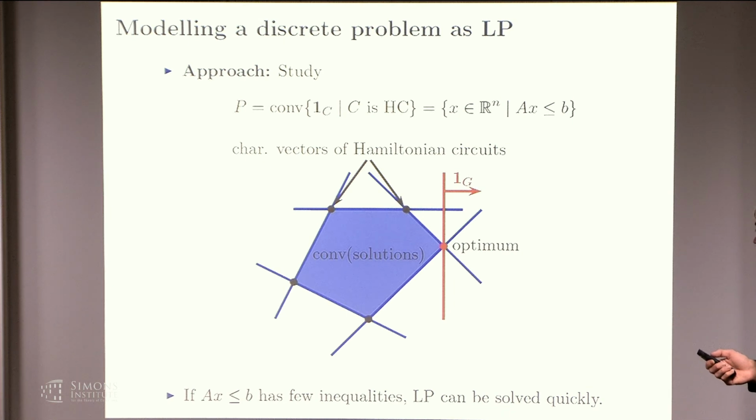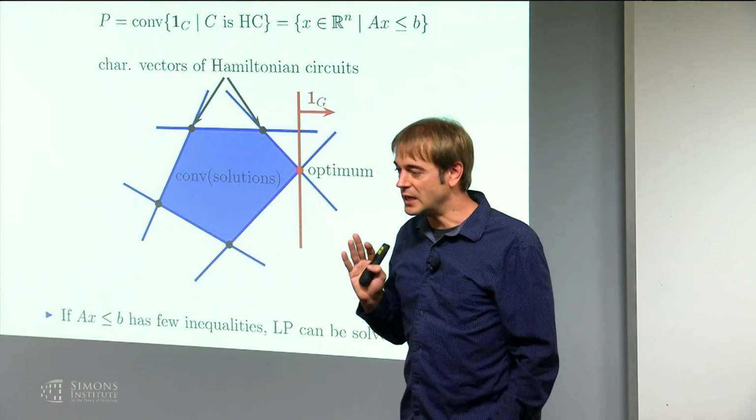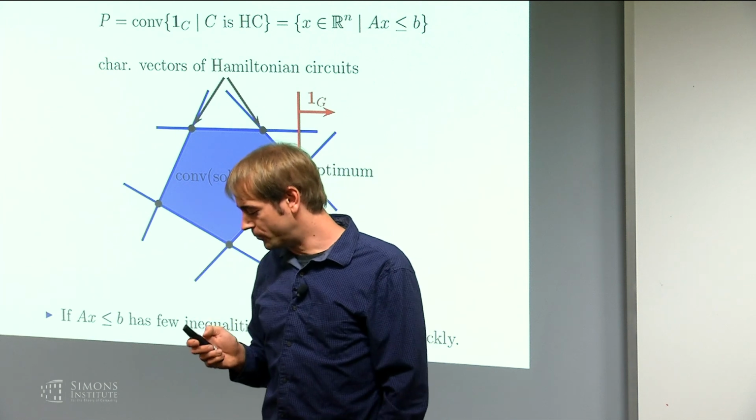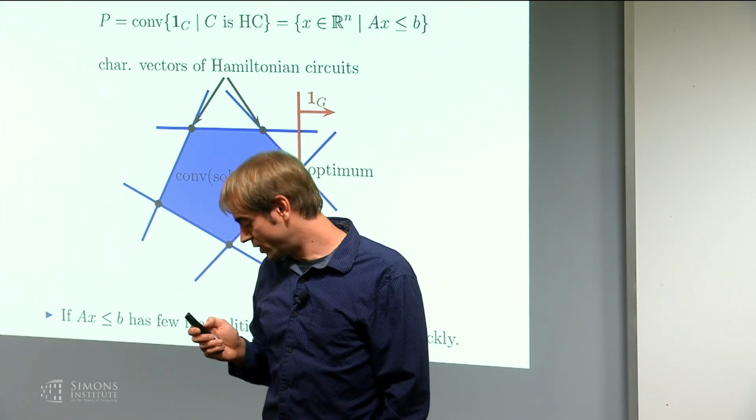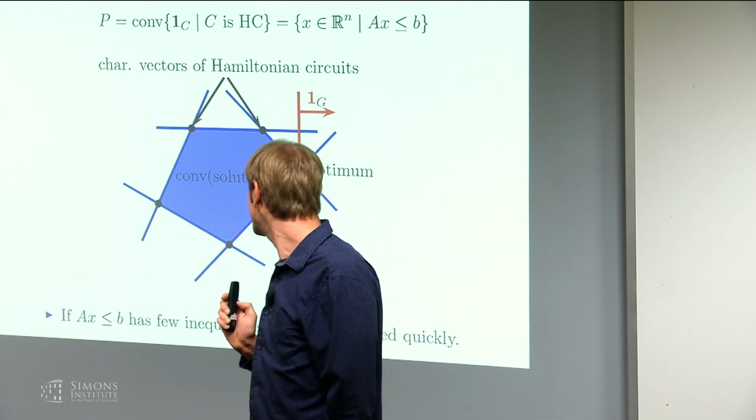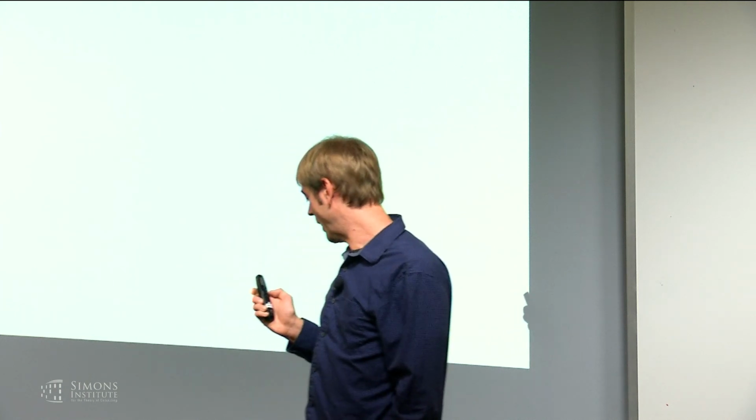So naively, one might think that the only thing you have to do is count how many facets this object, this polytope, has. And that would give you the number of inequalities. But actually, linear programming is a little bit more powerful, and that's not exactly the number that you should look at. So I will explain why not.